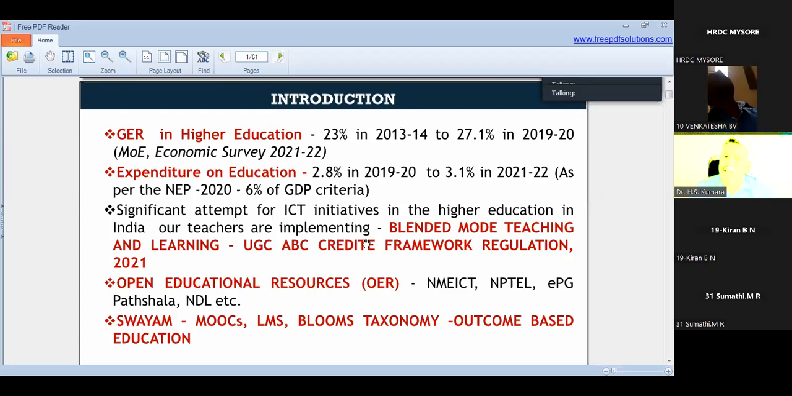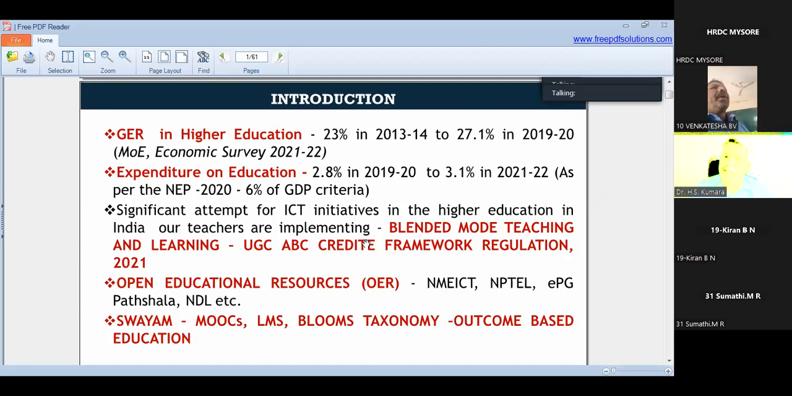Then further, taking Swayam, because Swayam is the platform. Under the Swayam platform they are offering massive open online courses, which we call MOOCs. Then you are also well versed with the learning management system, the LMS platform. The Government of Karnataka has also taken a very good initiative in introducing a learning management system.